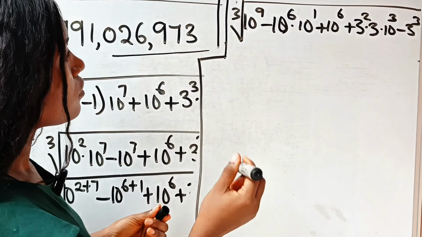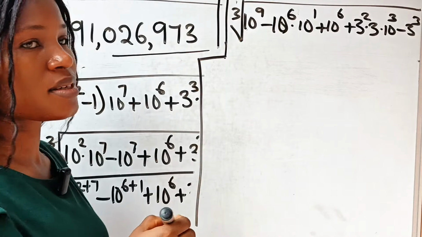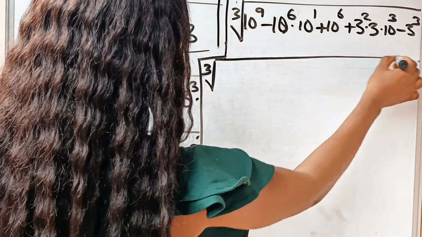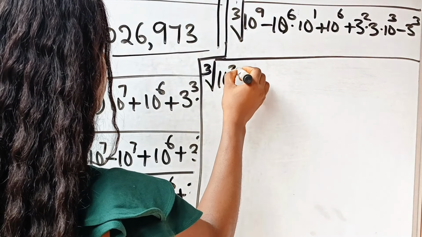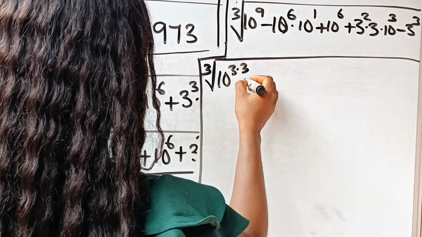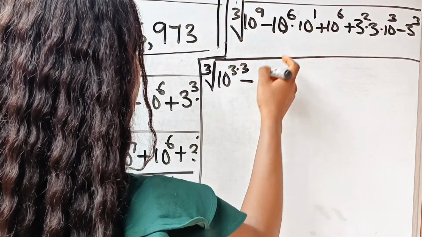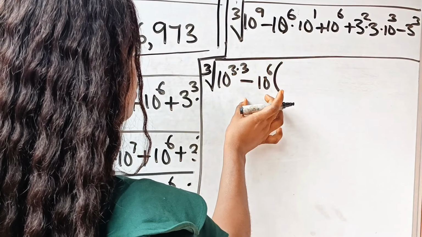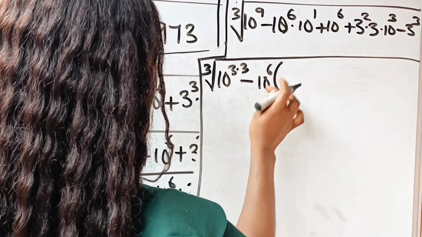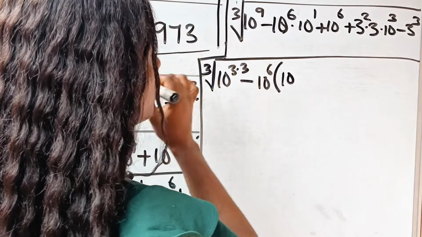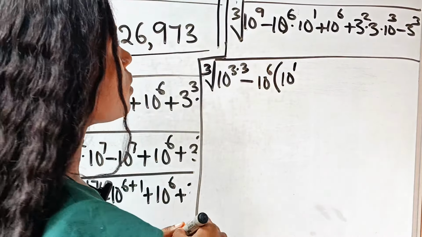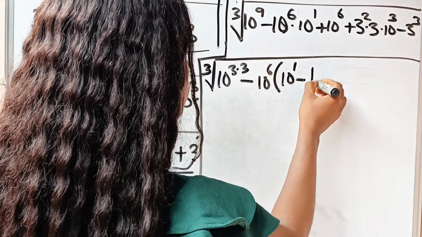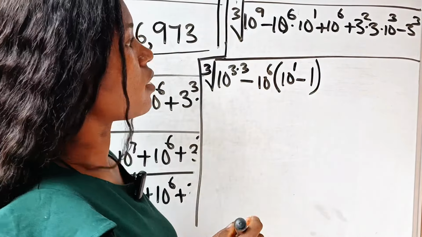Now, 9 is the same thing as 3 multiplied by 3. So write this as cube root of 10 to the power of 3 multiplied by 3. Now minus, let's factorize 10 to the power of 6 out. When this is divided by this, we are going to have 10 remaining. That is 10 to the power of 1. When plus this is divided by minus this, we are going to have minus 1. Alright, we are done with that.